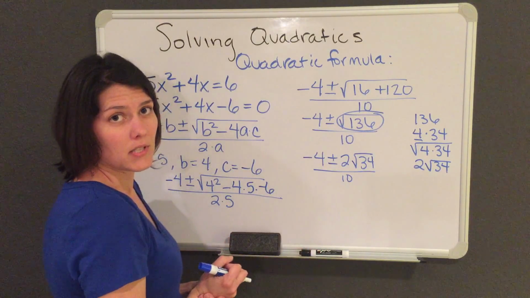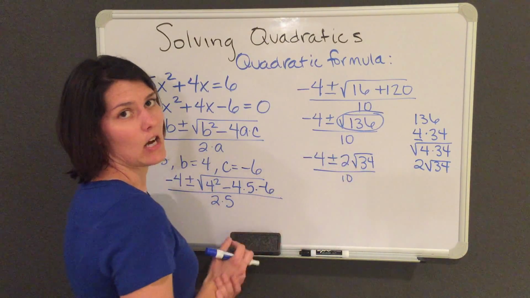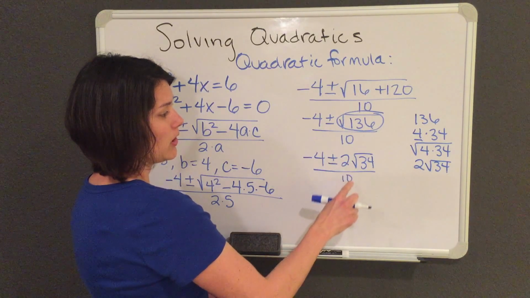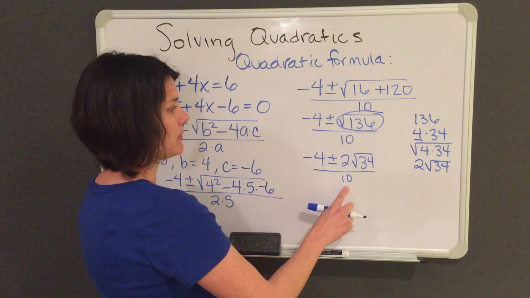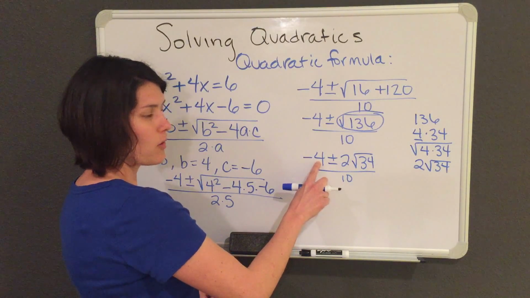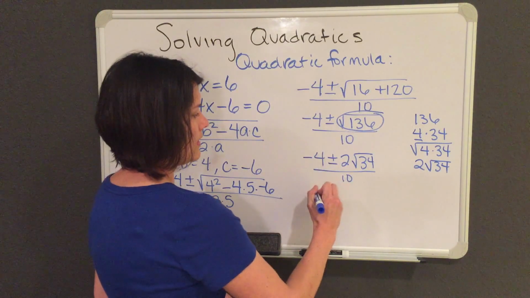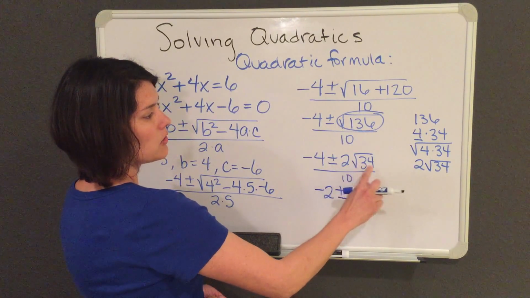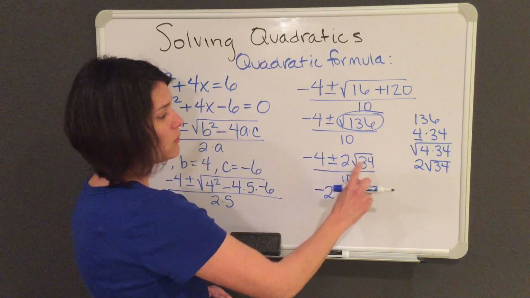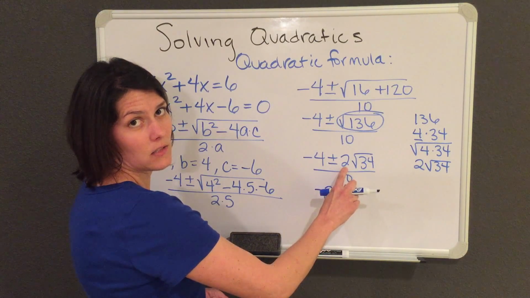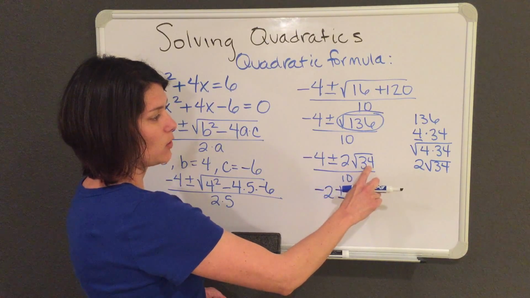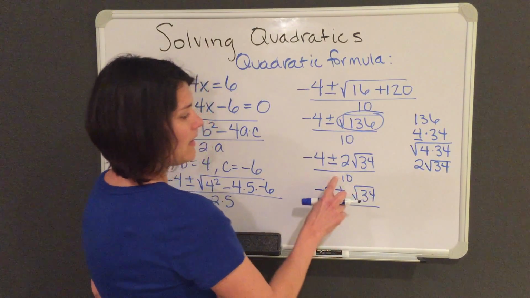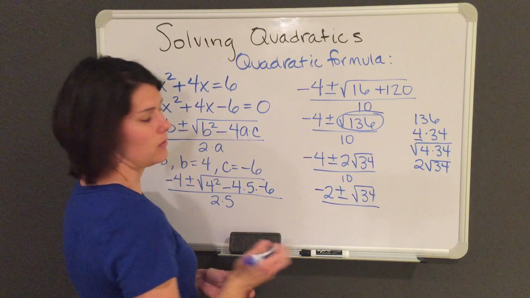This can also be reduced again. Every term has a common factor of 2. I'm going to divide every term by 2 to reduce it to its simplest form. Negative 4 divided by 2 is negative 2, plus or minus. This 2 square root of 34 divided by 2, this 2 will cancel out with its divisor of 2. So I'm only left with the square root of 34. And then 10 divided by 2 is 5.